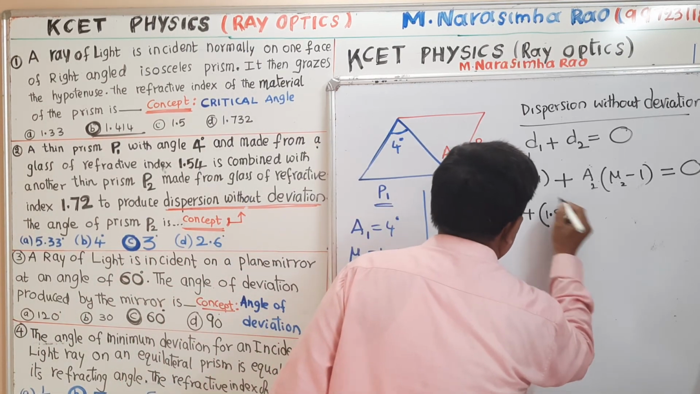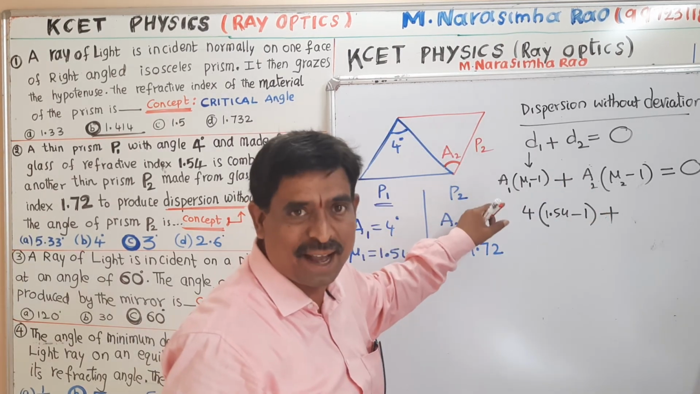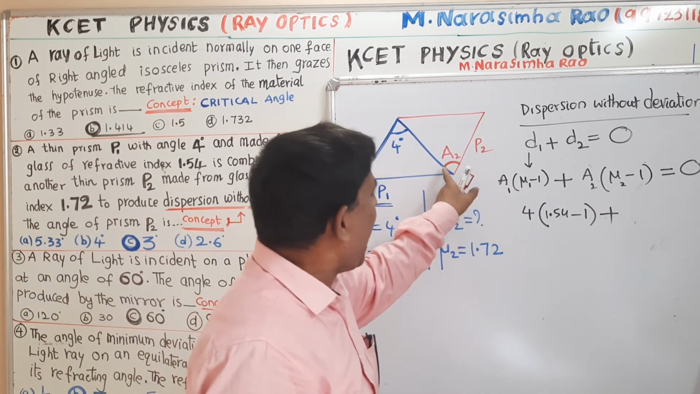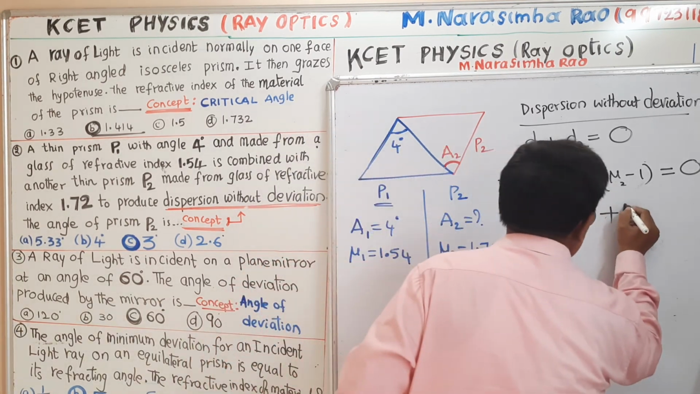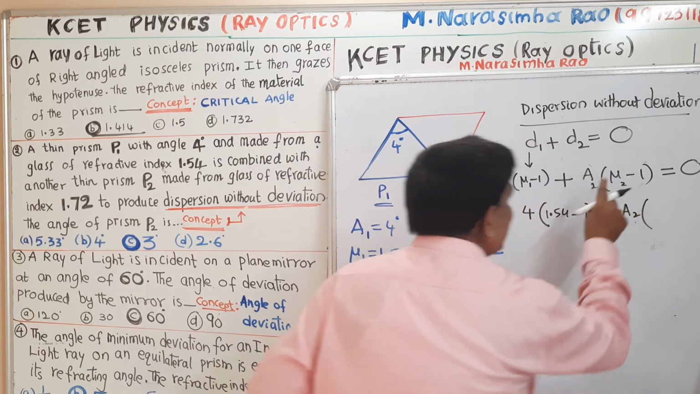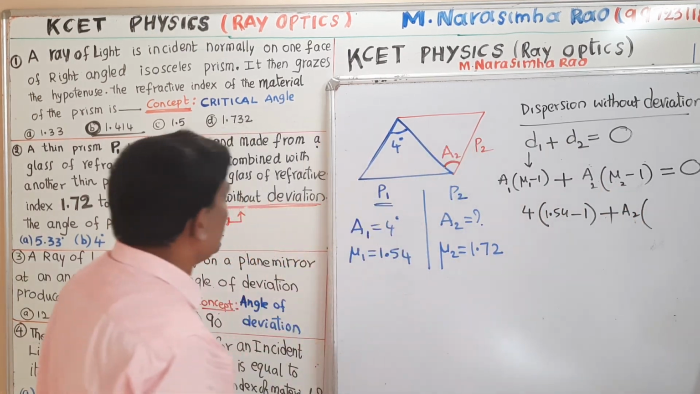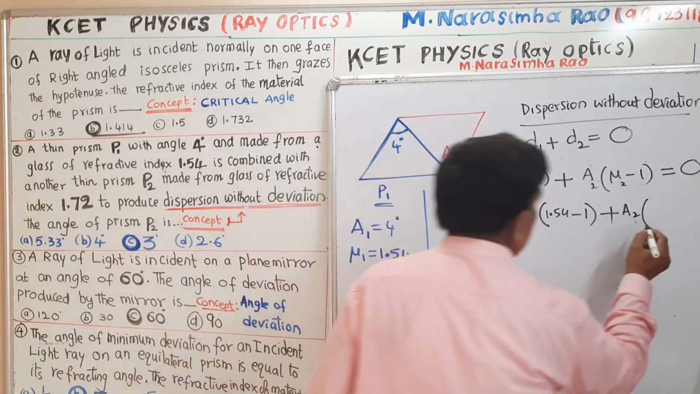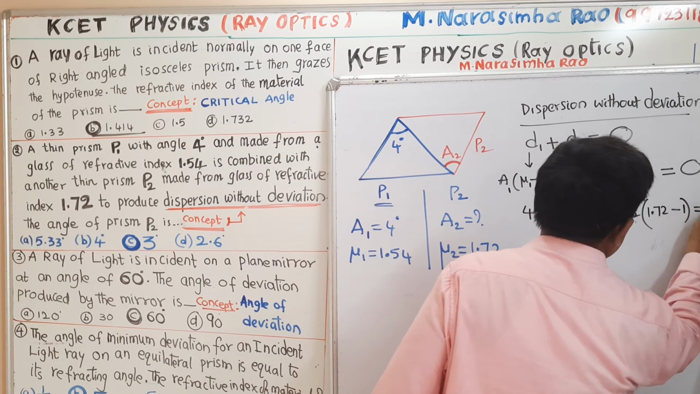1.54 minus 1 plus A2. A2 means the angle of the second prism. We don't know it; we have to find A2. The refractive index of the material of the second prism is given as 1.72, minus 1, that is equal to 0.